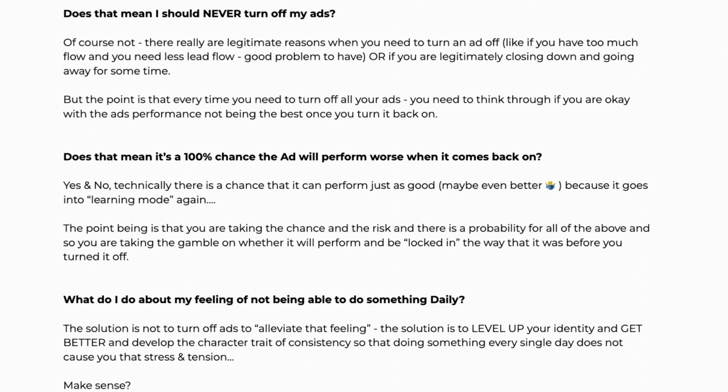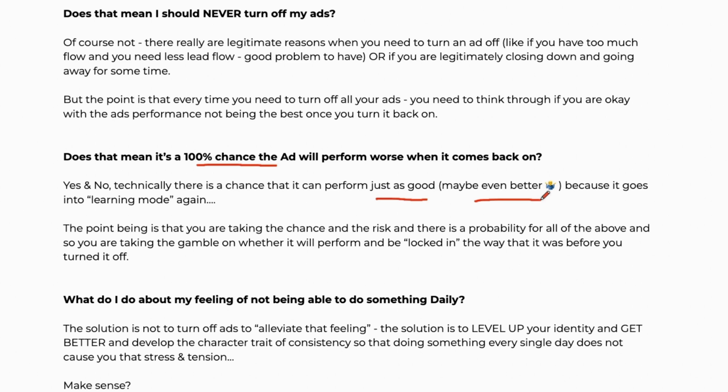But the point is that every single time you turn off your ads, you need to make sure that you are thinking through whether you are okay with the ad's performance not being as good as it was once you turn them back on, okay? Now, does that mean that there's a 100% chance that once you turn off the ads and turn them back on, the ad performance is definitely not going to be the same? Yes and no. Technically, there is a chance that they could perform just as good, maybe even better. Hey, who knows, right? It's just a risk that you're taking. You're literally just gambling at that point, right? Because the ad set is going back into learning mode.